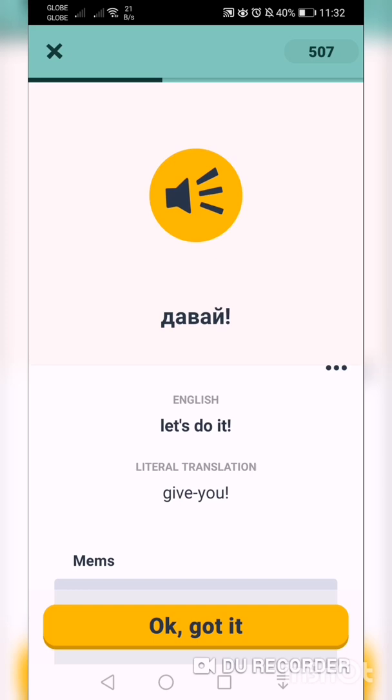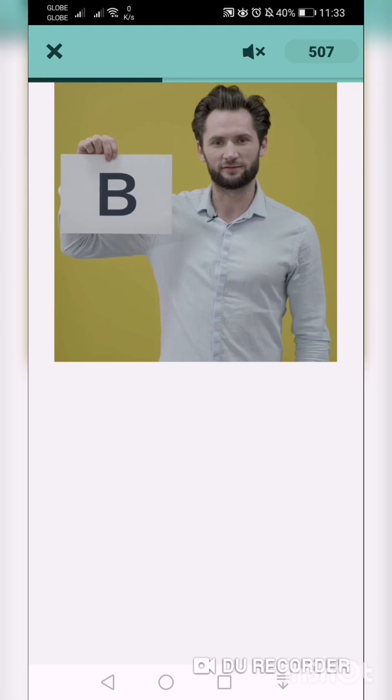Da, vai. Now you have to look into where the stress is being placed when it is pronounced. So let's listen to that one more time. Давай. Davai, davai. All right. Find out where the stress is, because it's going to be important as we proceed. Davai. Let's do it.